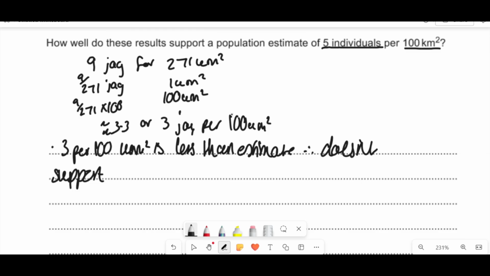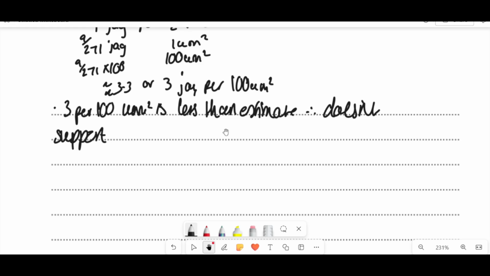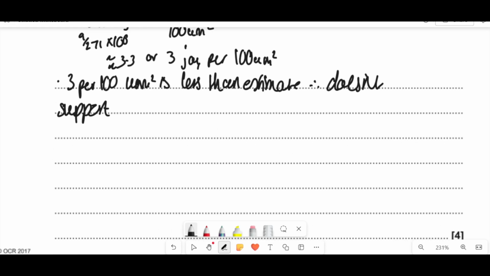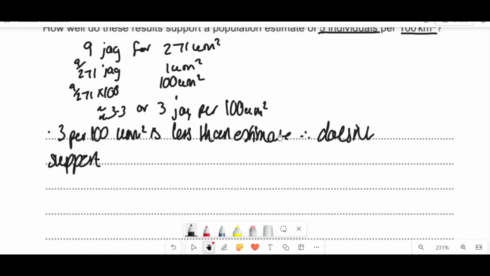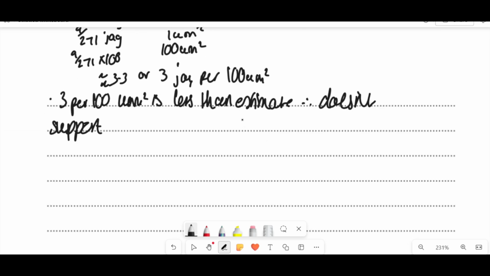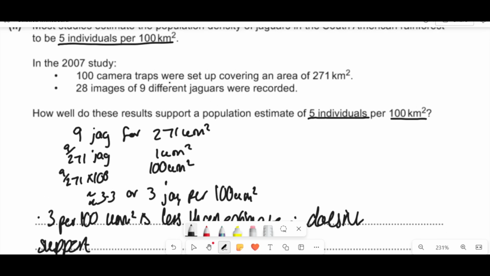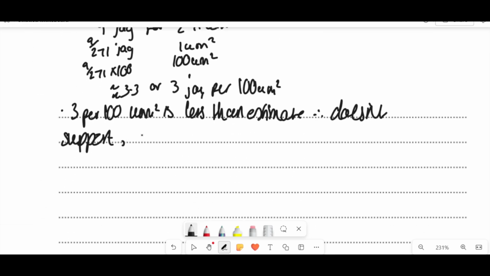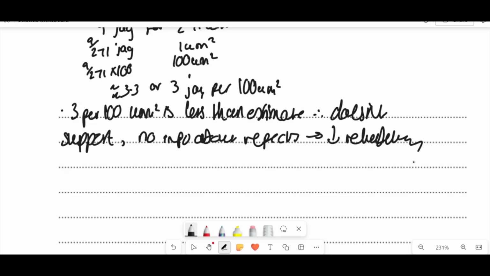We need to think about possible reasons why as well. It could be, for example, that we have low reliability here because we've got 28 images of 9 different jaguars. That's not very helpful. We don't know if it's been repeated. We don't know how many of them are. We've only got 100 camera traps. So there's no information about repeats and stuff like that, for example. Therefore it's got low reliability. And we don't know about its reproducibility.